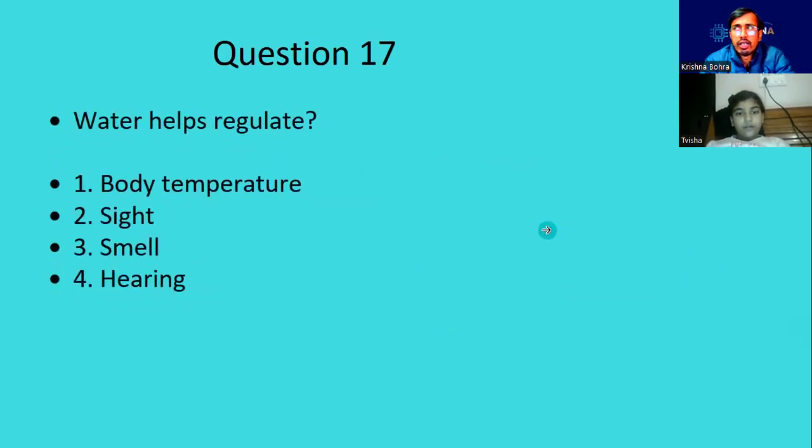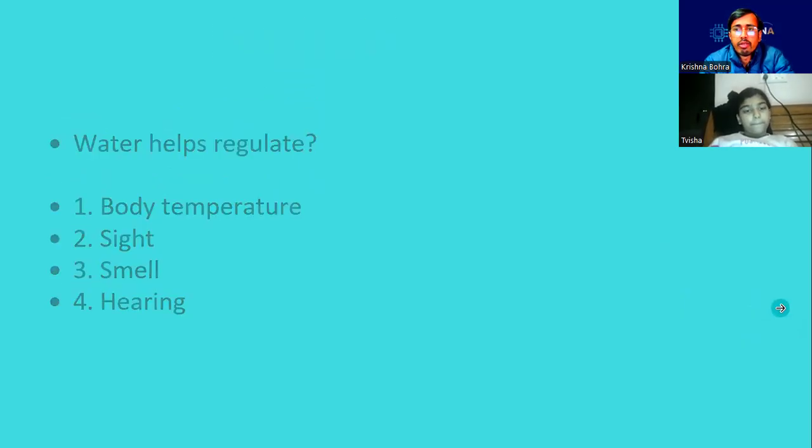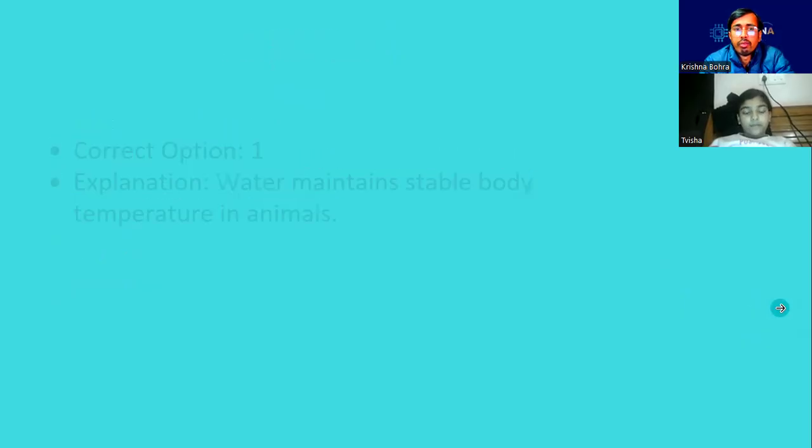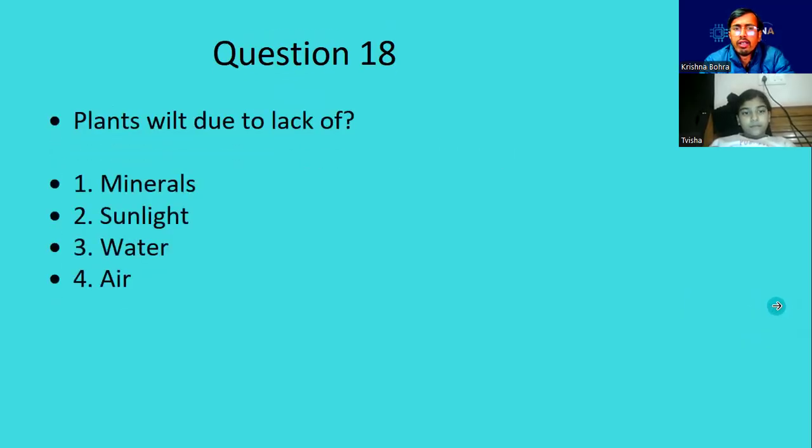We will be understanding about pollutants as well in this class. Water helps regulate body temperature, sight, smell, or hearing. Body temperature. You are absolutely correct. Plants will wilt due to lack of what? Wilt means we can say a kind of dryness in the plant leaf.